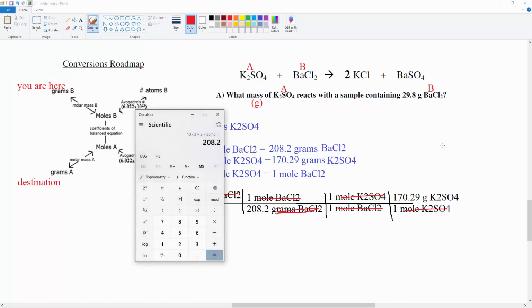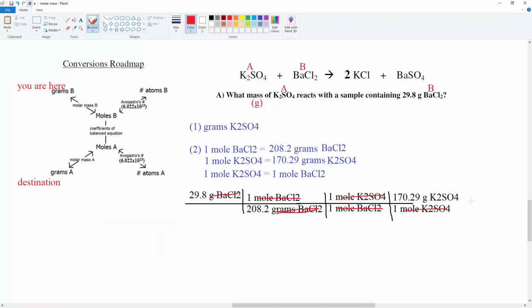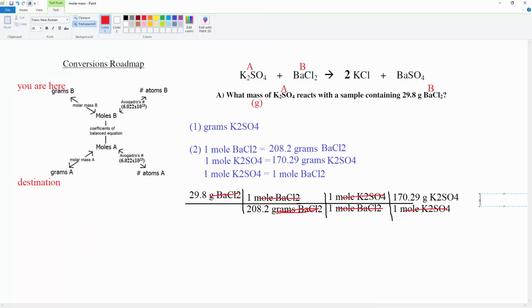Oh, lost my cursor, hang on. So 29.8 grams barium chloride divided by 208.2 grams of barium chloride in a mole, times 1 divided by 1 times 170.29 grams of K2SO4 in a mole. And I get 24.37 grams of K2SO4. Perfect.